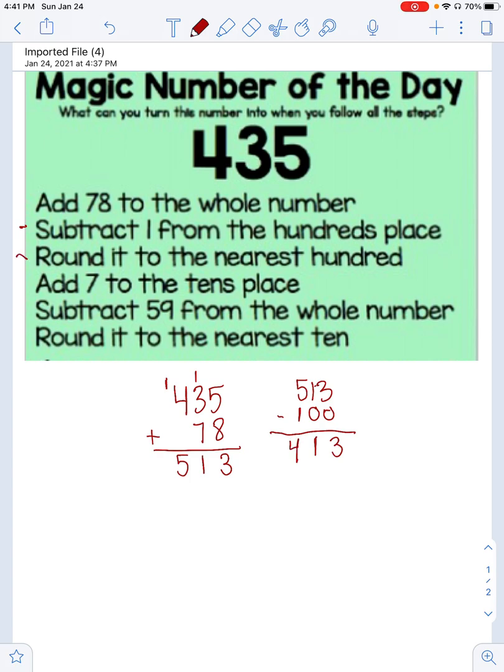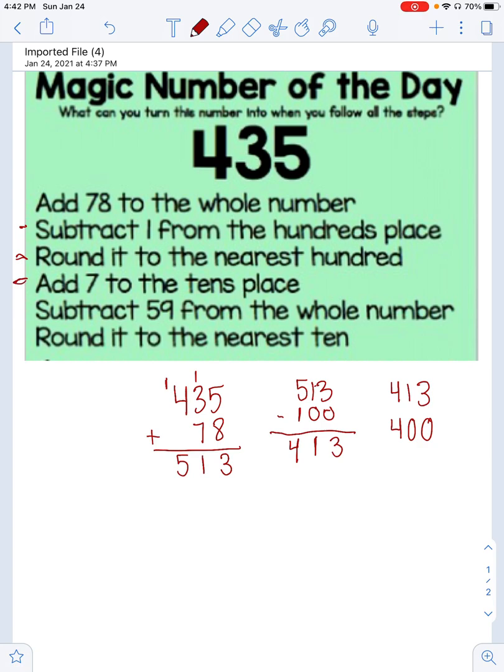My next step is to round it to the nearest 100. So I'm rounding 413 to the nearest 100. Should I round 413 to 400 or 500? Which is it closer to? 400 or 500? Yes, it is much closer to 400. So 400 is my new number now.